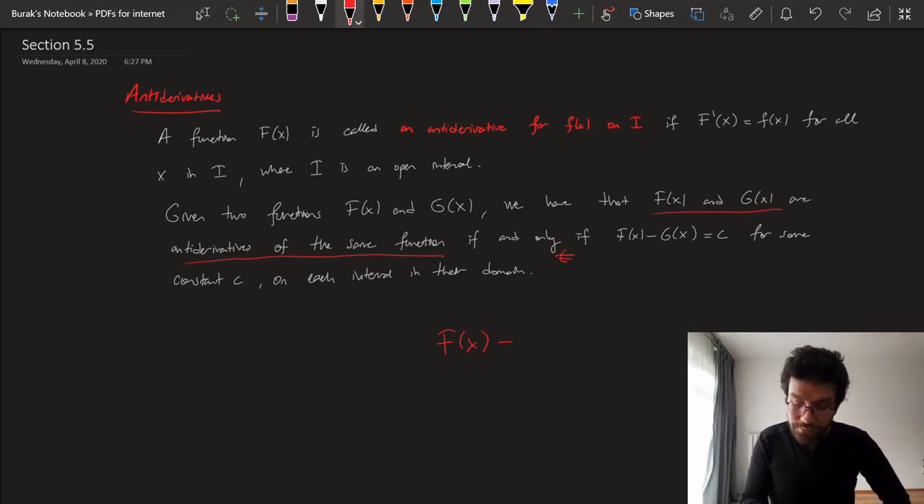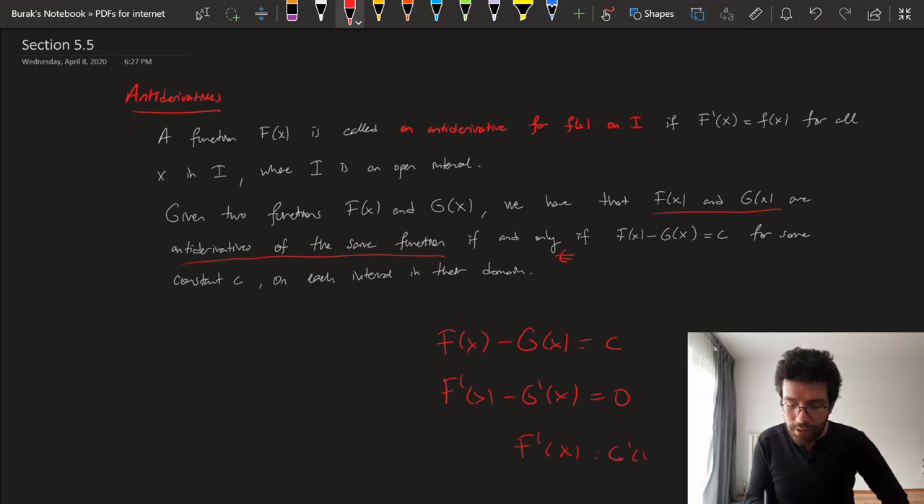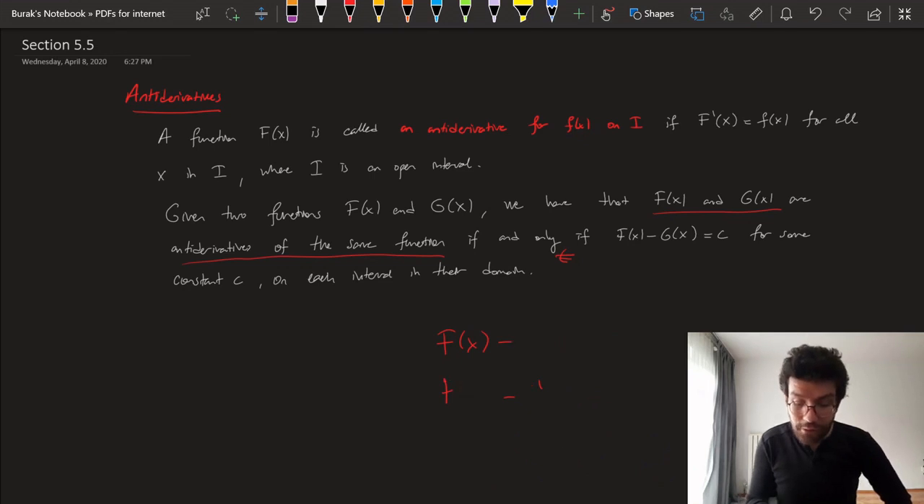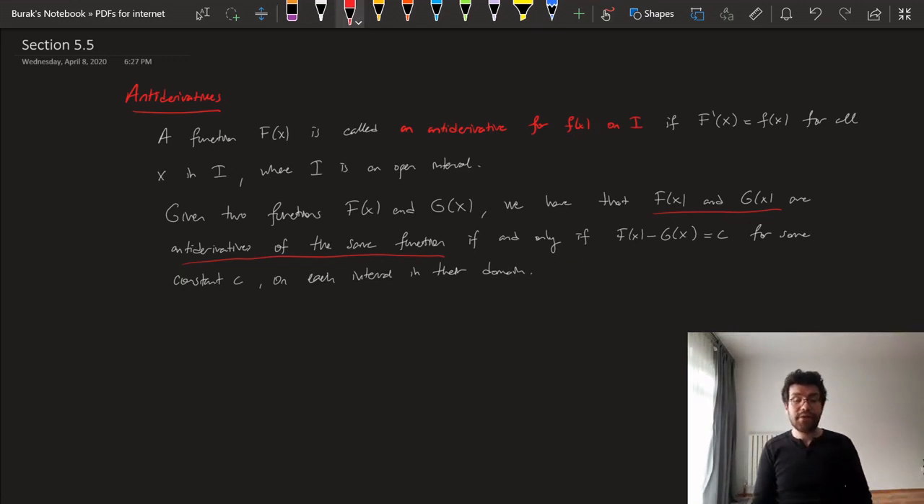Let's go in this direction. If you assume that two functions differ by a constant, then when you take the derivative of both sides, you're going to get f prime minus g prime equals 0. So you're going to get f prime equals g prime, which means that f and g are antiderivatives of the same function. So it's easy to go from right to left. If two functions differ by a constant, then they are antiderivatives of the same function.